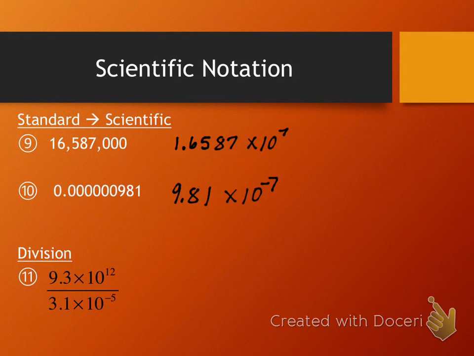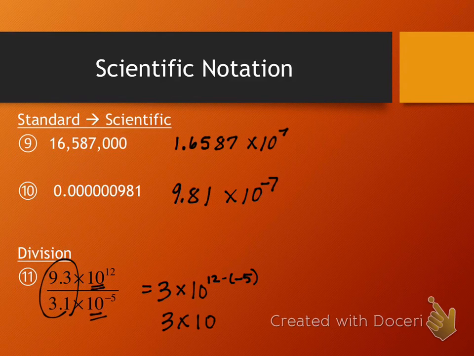The last problem, I promise, is super fast. We're going to do it piecewise. What is 9.3 divided by 3.1? It's 3. And then we can use our properties of exponents. The bases are the same. They're bases of 10 with powers. And I would simply subtract my exponents. So this is times 10 to the 12 minus negative 5. And what is 12 minus negative 5?